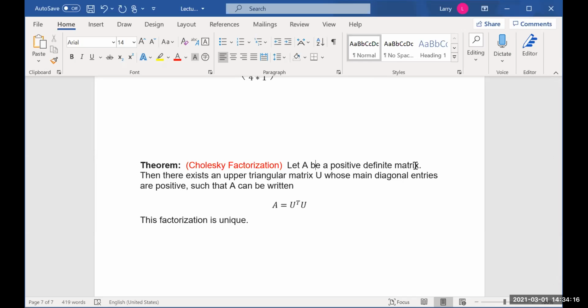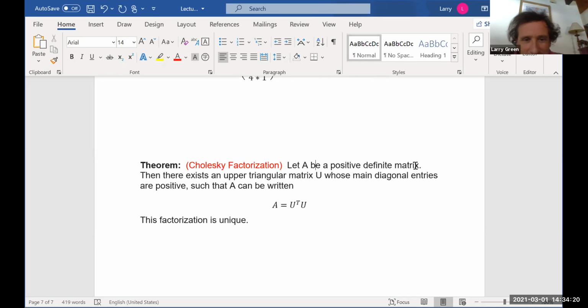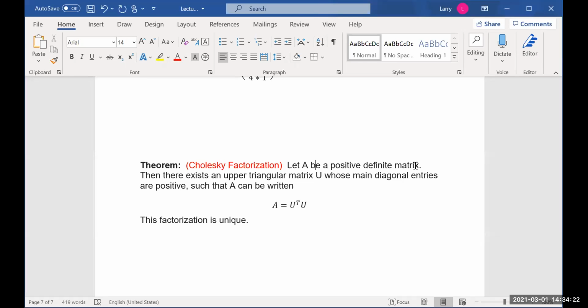All eigenvalues are positive, okay? So then there exists... I just looked it up. Sorry, I didn't mean to interrupt.